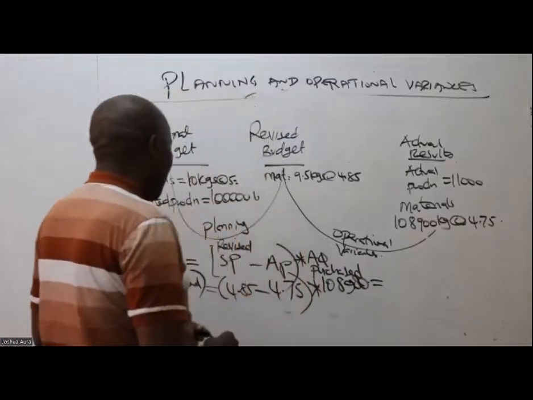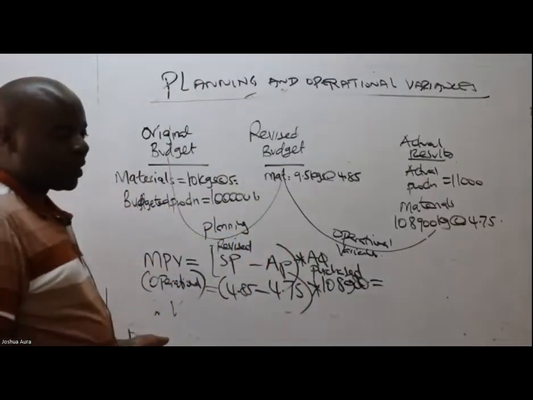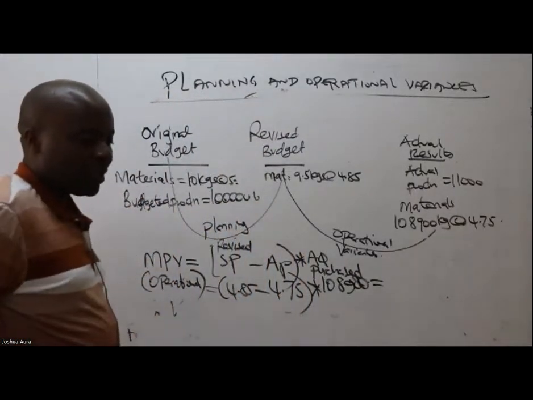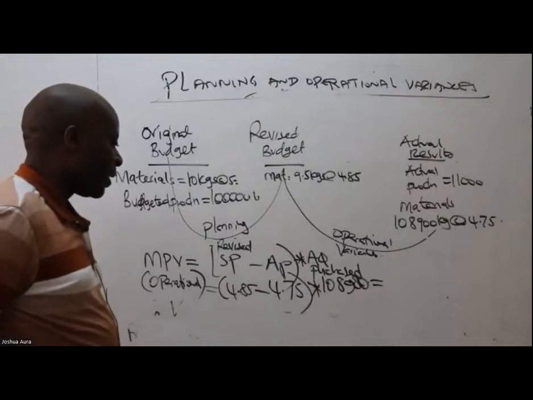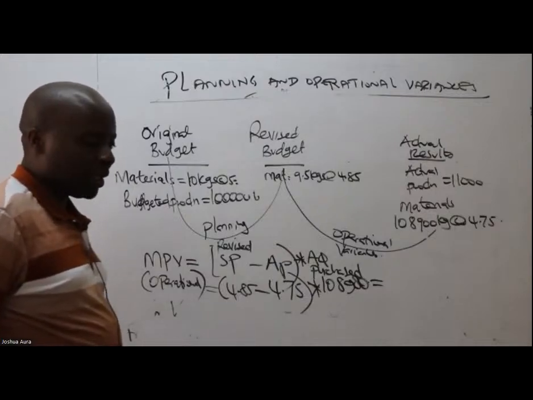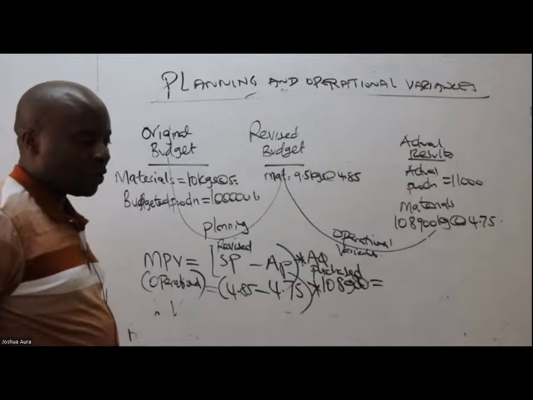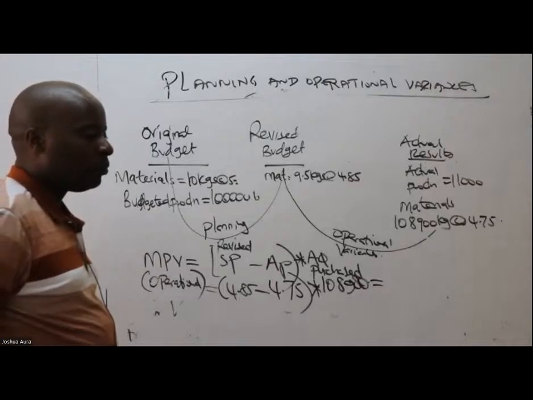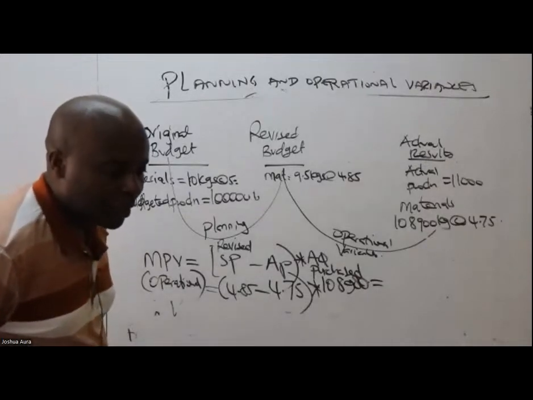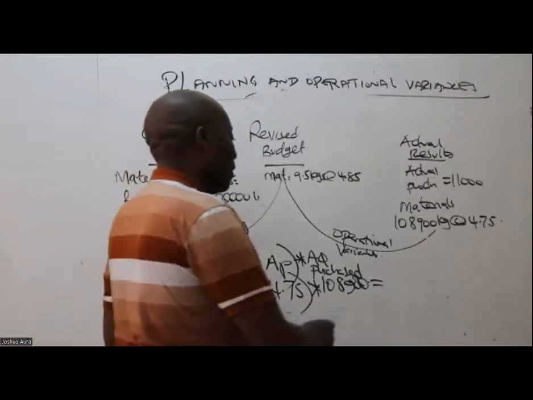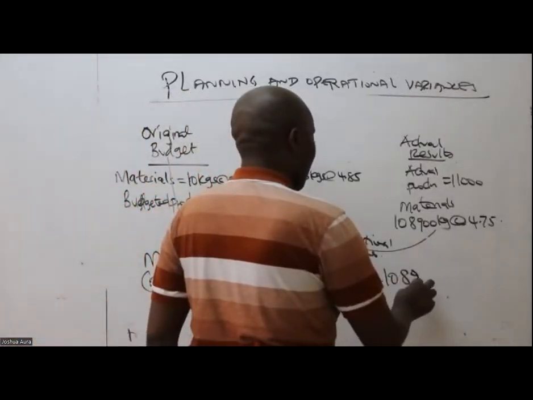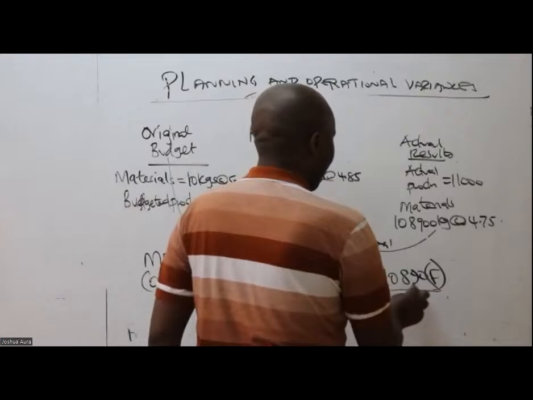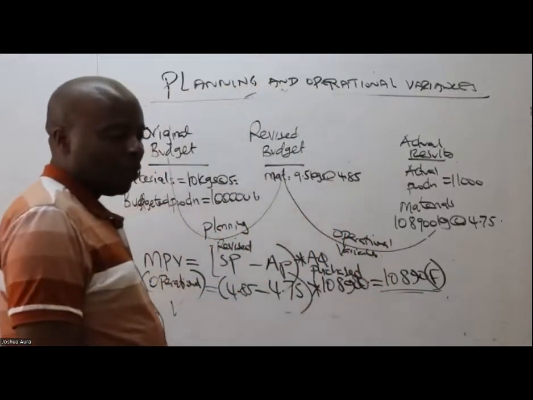So please give me this answer. If negative, it's adverse. If positive, it's favorable. Open brackets, 4.85 minus 4.75 gives me what figure, ladies and gentlemen, here? 10,890 positive, favorable. So 10,890 favorable, like that.